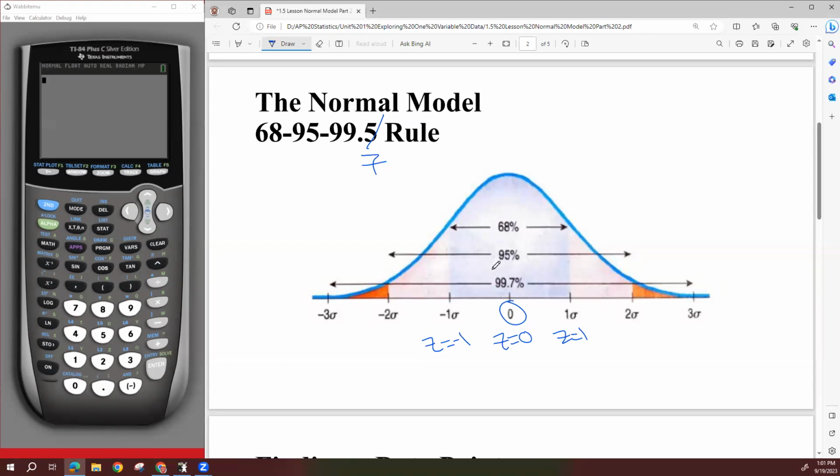The area under the curve represents the proportion or the percentage or the probability. Those are my data points that fall within a certain range. And so if we actually know the percentage underneath the curve, we can actually take that percentage and find a data value.